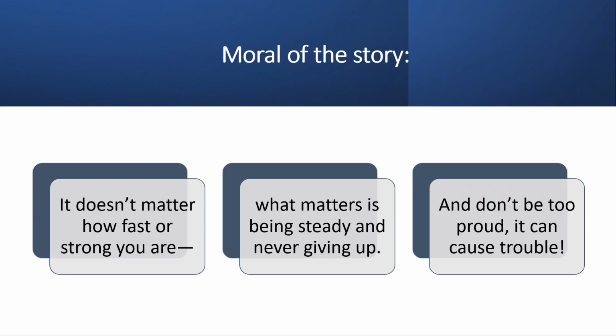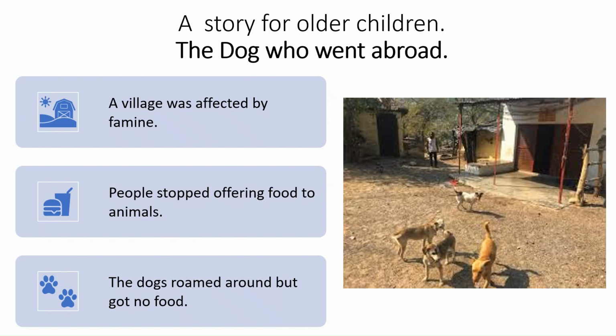The moral of the story: it doesn't matter how fast or strong you are. What matters is being steady and never giving up. And don't be too proud. It can cause trouble. As the children grow older, use stories with more vocabulary words. Here's a story for older children.